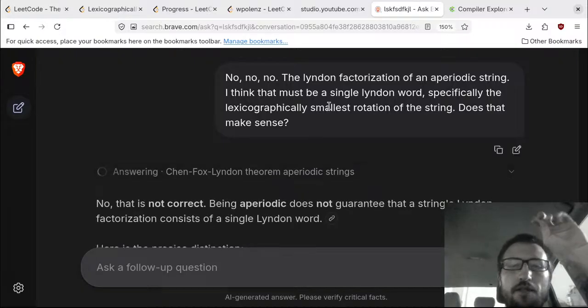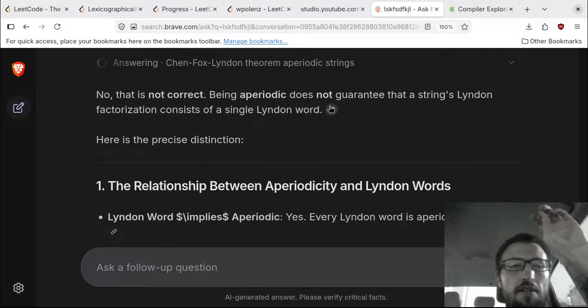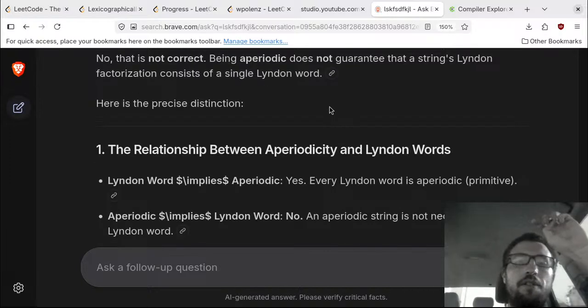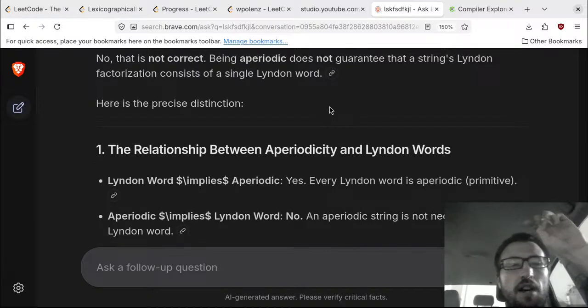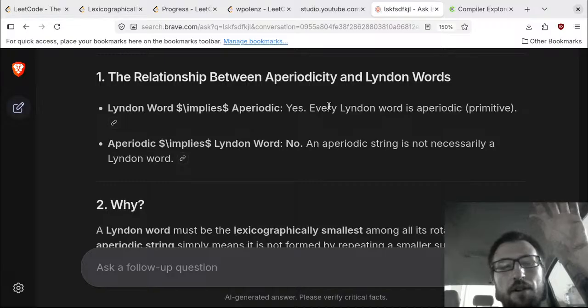No, that is not correct. Being aperiodic does not guarantee that a string's Lyndon factorization consists of a single Lyndon word. Here's the precise distinction. The relationship between aperiodicity and Lyndon words: Lyndon word implies aperiodic. Yes. Aperiodic implies Lyndon word. No.